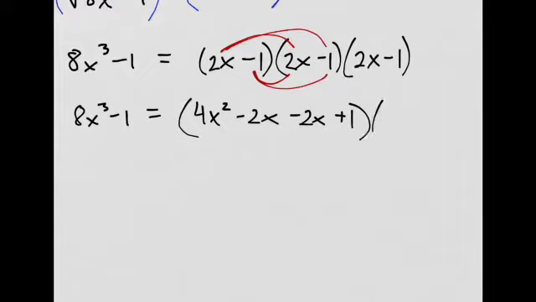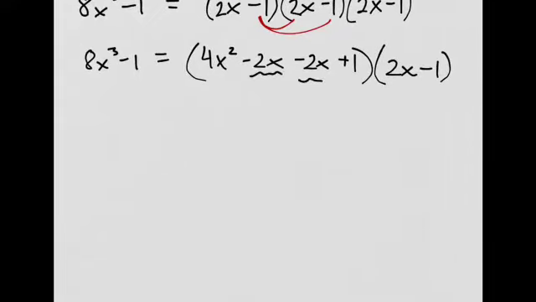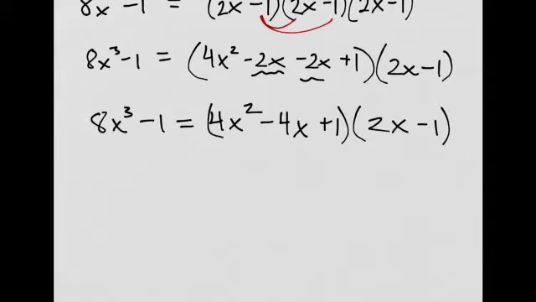And then we still have to multiply, but I want to combine like terms because those are like terms. So I just combine those. Negative 2x plus negative 2x is negative 4x. And then I distribute once again. I just do that, and that, and then I'll do that. And then I'll combine like terms once again.